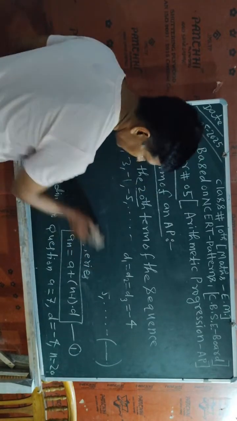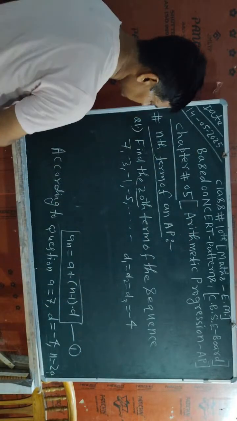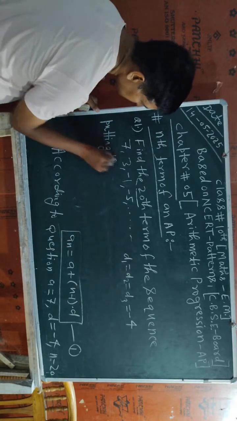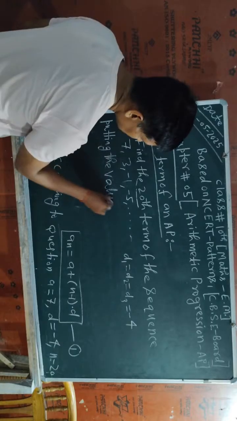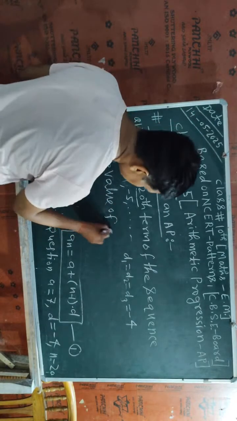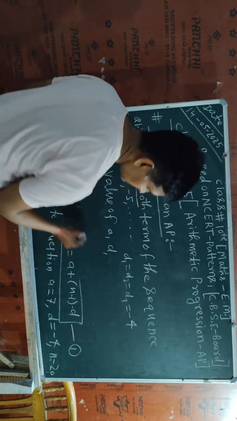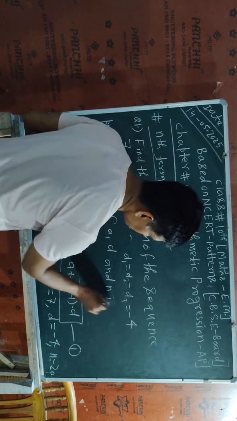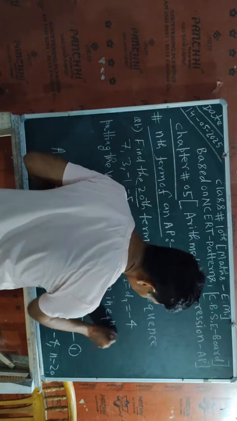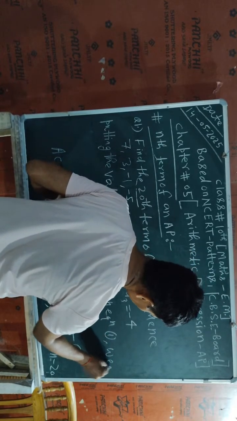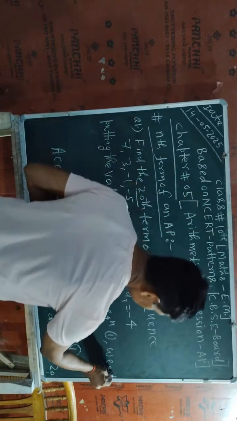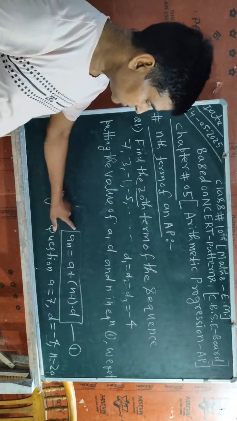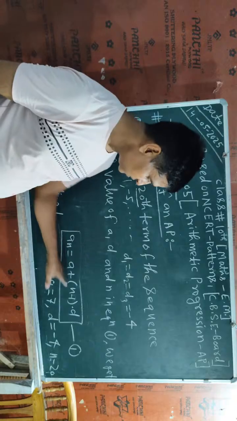So now here I am going to write one statement, and that statement will be: putting the values of a, d, and n in equation first, we get. Okay, student. So this is the statement here. This is the information we have to use in this equation. Equation number 1 is a_n is equal to a plus (n minus 1) into d.